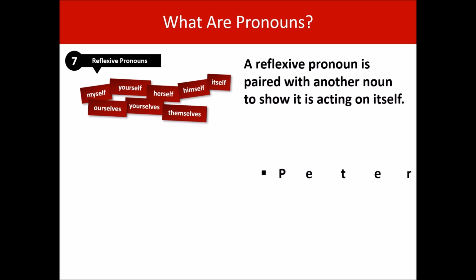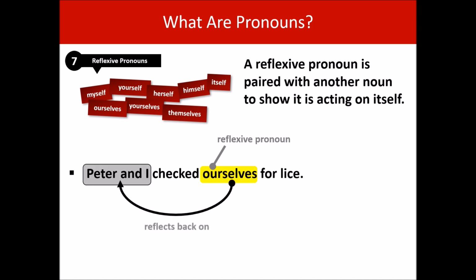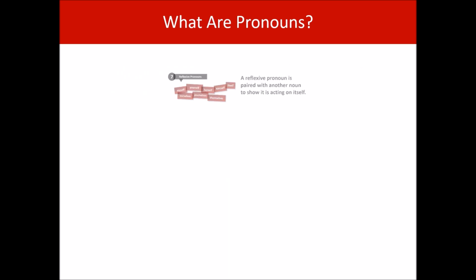Peter and I checked ourselves for lice. Ourselves is the reflexive pronoun. It reflects back on its antecedent, Peter and I. Notice that the emphatic pronouns and the reflexive pronouns are the same, but they have different roles. The emphatic pronouns emphasize, the reflexive pronouns reflect back on, but they are the same words. Let's get rid of that.